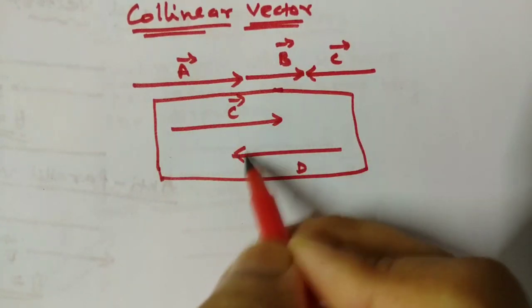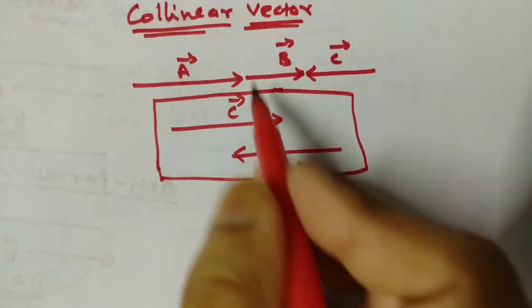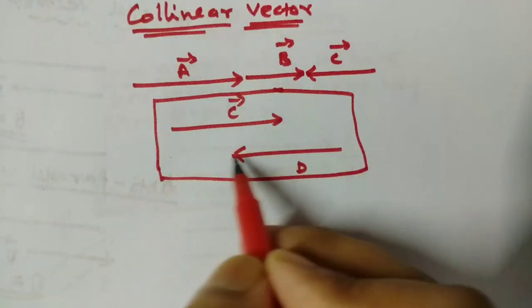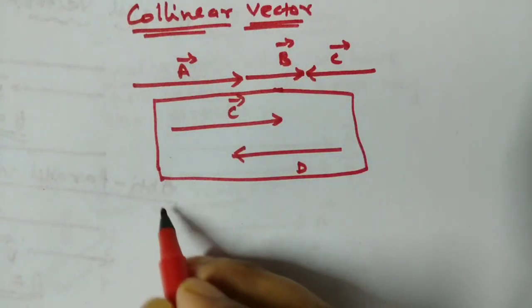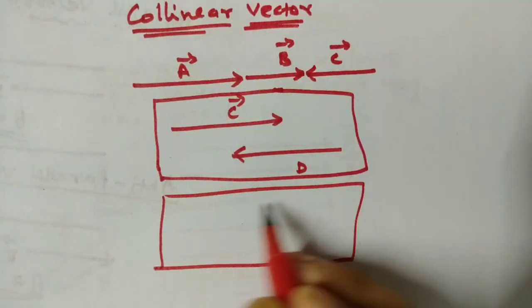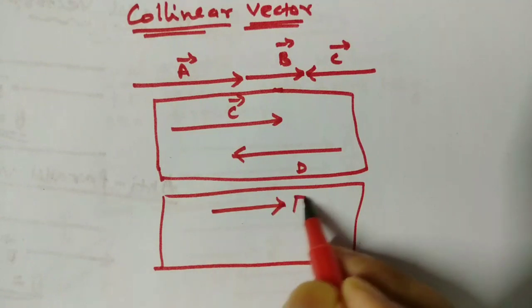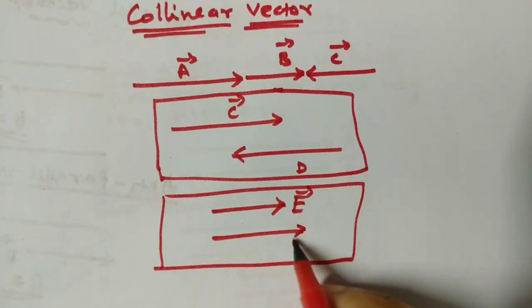Okay, so in this particular example, here you can see that c vector and d vector, these two are anti-parallel to each other, right? And these two are also called collinear. So when we have two vectors anti-parallel to each other, then also the vectors are said to be collinear. Okay, let's take another example. Suppose we have a vector like this, say this is e vector, and say we have another vector like this, say f vector.